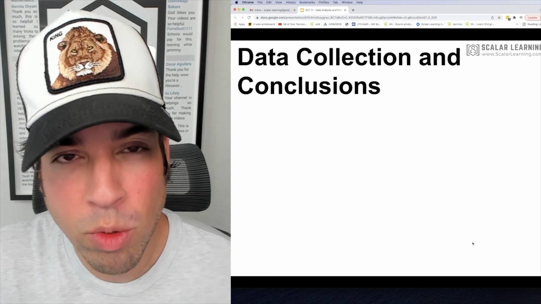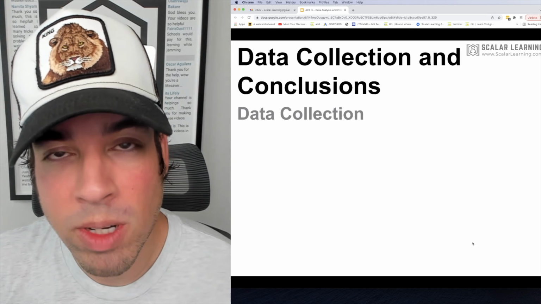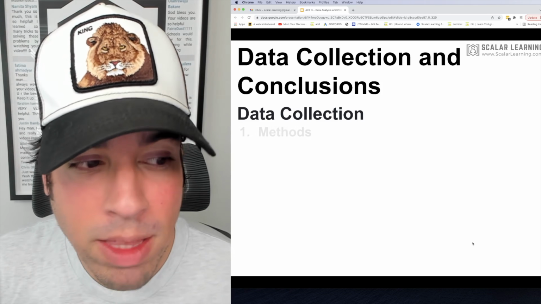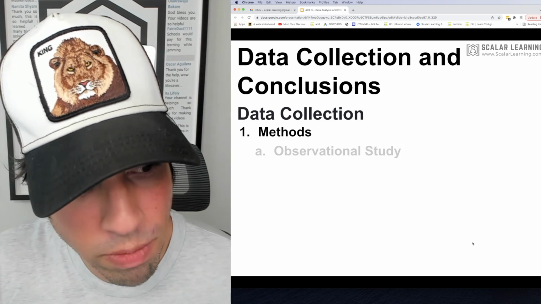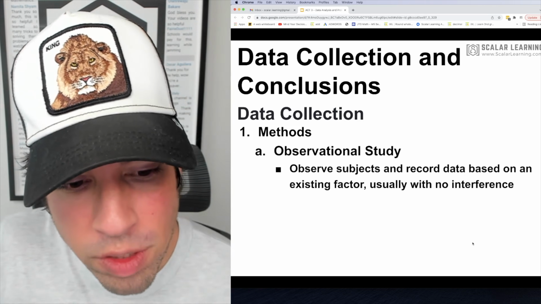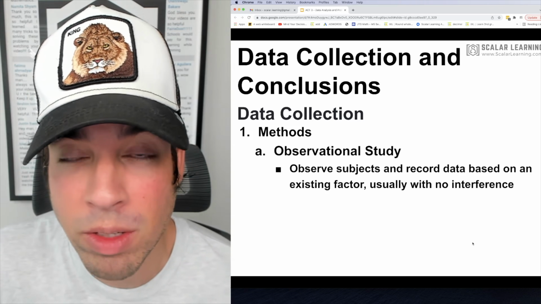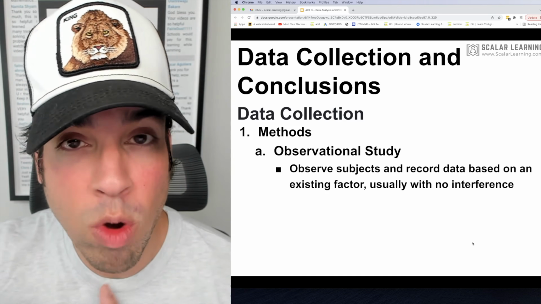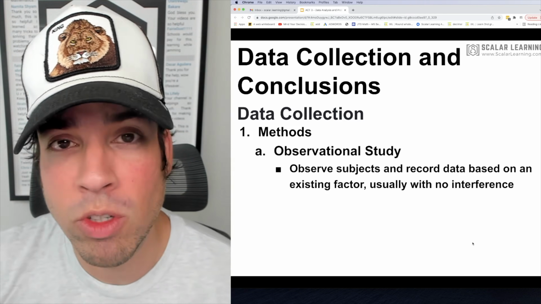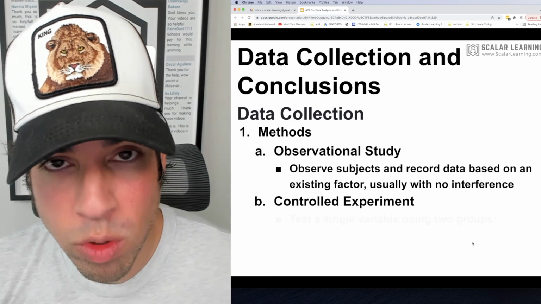Another thing we want to be familiar with is data collection and conclusions from that data collection. When we talk about data collection, there are a few different methods that we want to be familiar with. First, we have an observational study. What is an observational study? It's where you observe subjects and record data based on an existing factor, usually with no interference. Think about watching wildlife: you just want to watch them, you're not experimenting or changing anything. Then you have what's called a controlled experiment.